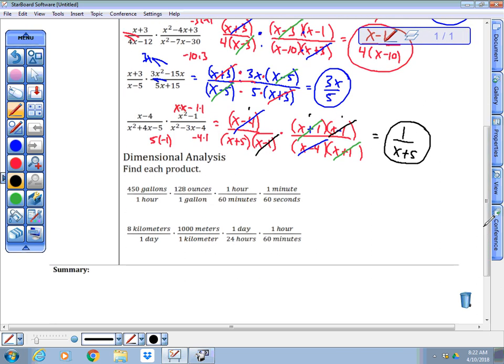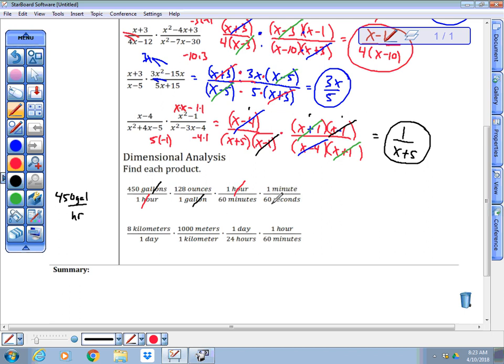Alright, and the last section is dimensional analysis. Basically what that is just saying is you can do a conversion. It's sort of like starting with 450 gallons per hour. How many is that per second? So what we know is there's 128 ounces in 1 gallon, and the gallons will cancel, top and bottom. We also know that 1 hour is 60 minutes, so that's like multiplying by the same thing, top and bottom, which is like multiplying by 1. And we'll notice that the hours will cancel.